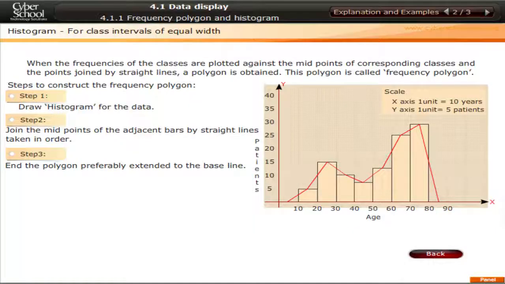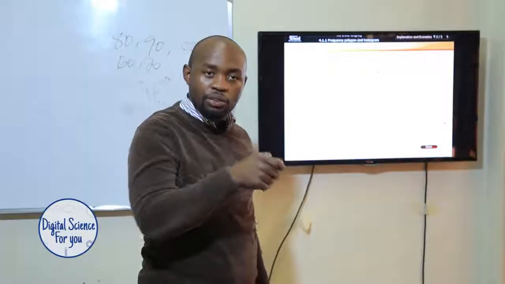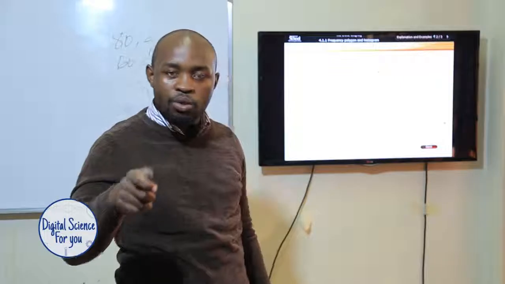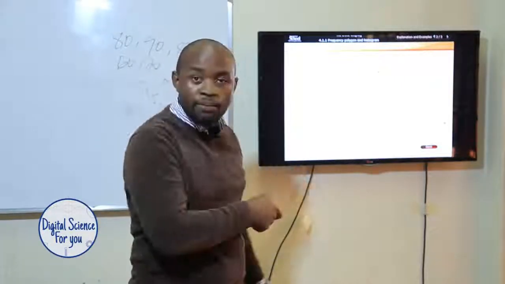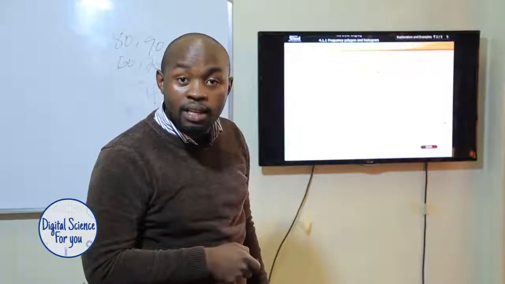You see that? The first step, you draw the histogram for the data. After doing the histogram, join the midpoints of the bars in the histogram. You keep on joining them to the adjacent bars, the middle of those bars on top. After you join them, you formulate what we call a frequency polygon. Now, a frequency polygon is different from an ogive. When they ask for an ogive, draw an ogive. When they ask for a frequency polygon, draw a frequency polygon. These are all going to be observed right here under digital science.